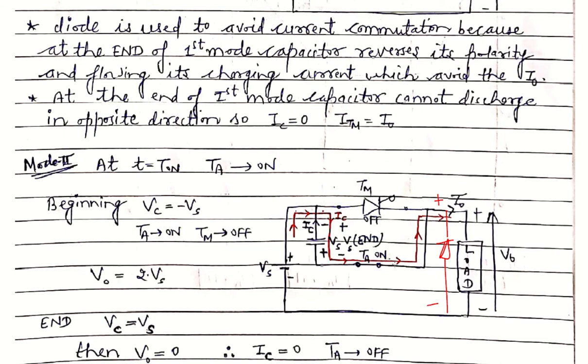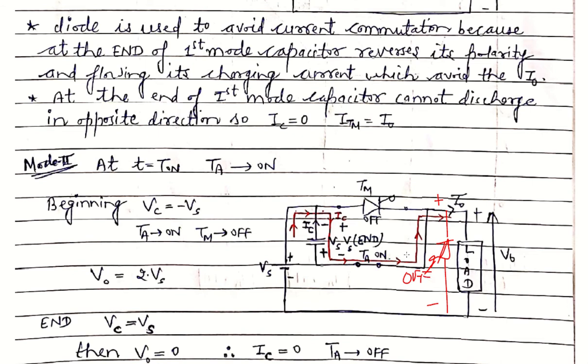So this current will be flowing like this. So this freewheeling diode will be in the off condition. Why off condition? Because it is in reverse bias. By this current direction, it is in reverse bias, or in the off condition.